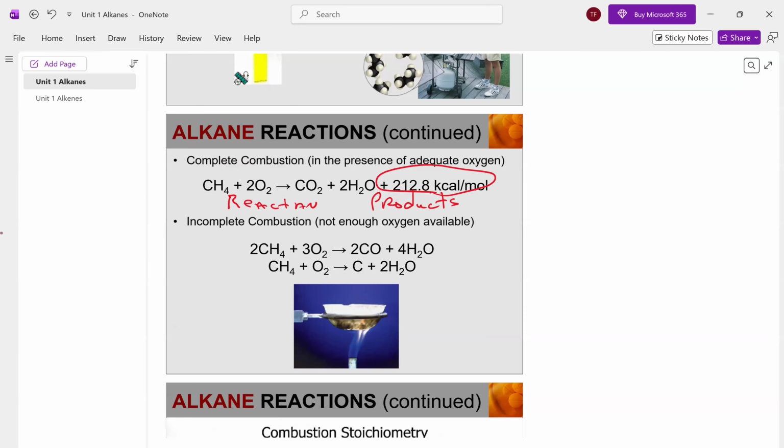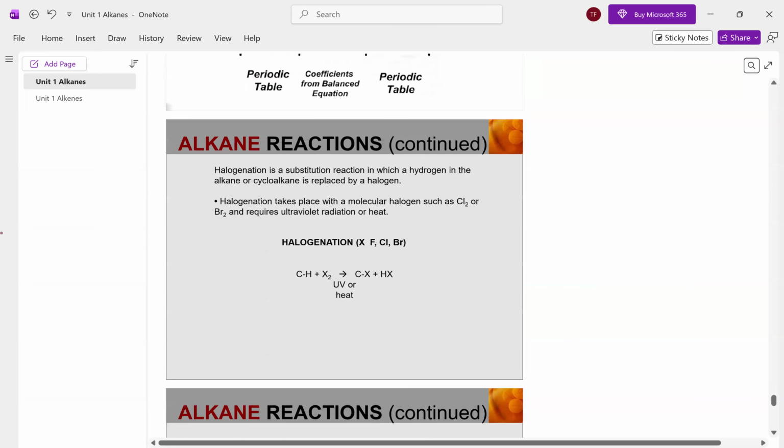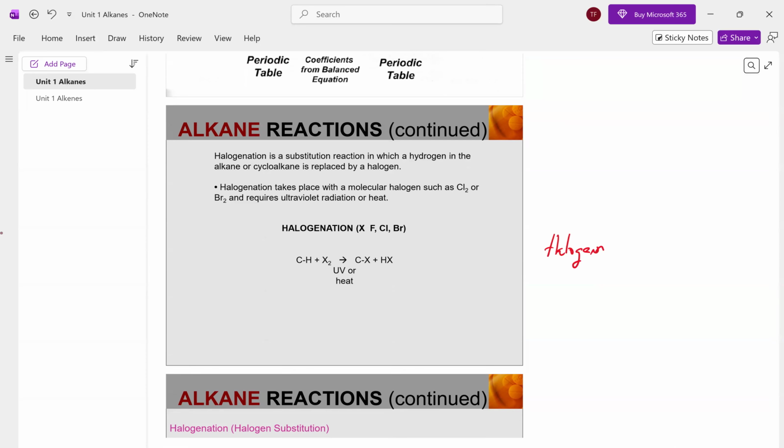Now, I'm going to hold off on reactions till Wednesday. Alkene reactions are more complex than alkane reactions. There are only two reactions for alkanes. One is called combustion. And the other one is called halogenation.